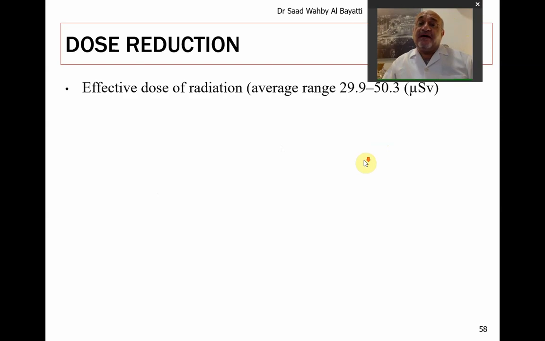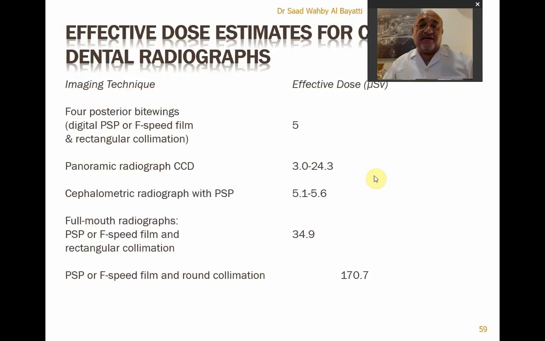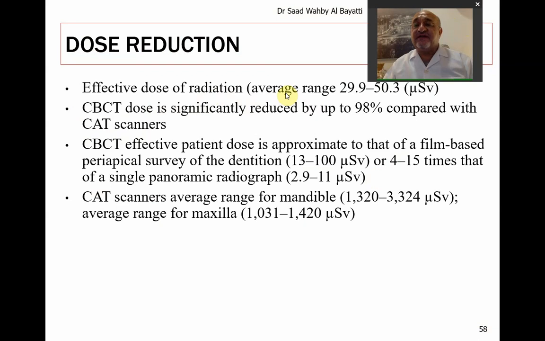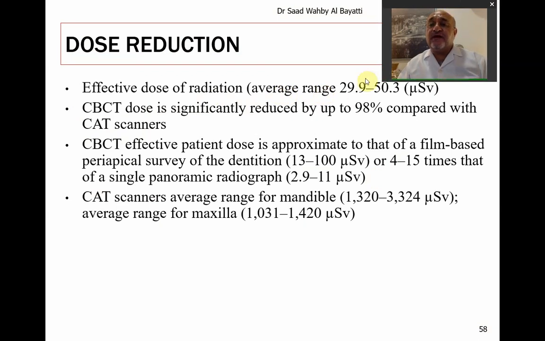Dose reduction. Now let's talk about the doses of the CBCT. The average effective dose of radiation ranges between 29 to 50 microsievert in CBCT machines, depending on your exposure parameters. So it is a range between 30 and 50 microsieverts. CBCT dose is significantly reduced by 98% compared with the CAT scanners, which means a huge reduction in the amount of radiation. It depends, of course, on how much you are exposing the patient.